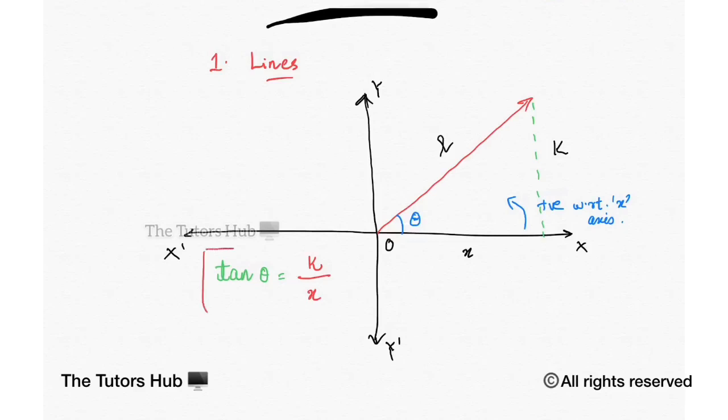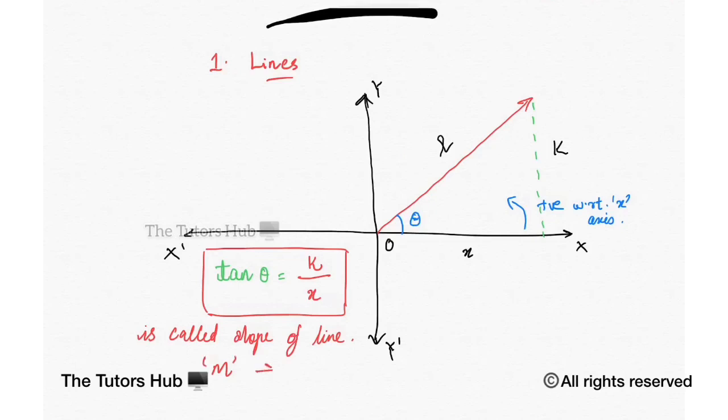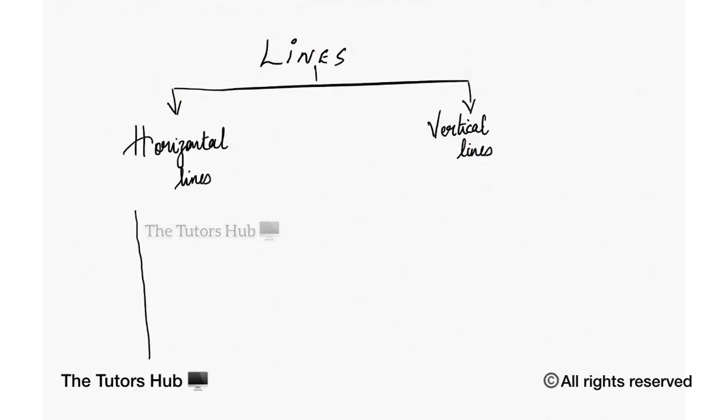This is a very important formula we have to learn by heart, because this tan theta is called the slope of the line. This tan theta is called the slope of the given line. The given line L has the slope K by X. The slope, in most cases, we refer to with the English letter M. M is equal to tan theta. In most cases we are referring to it this way.